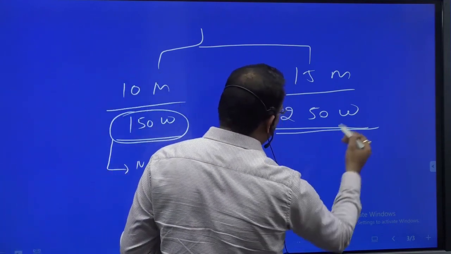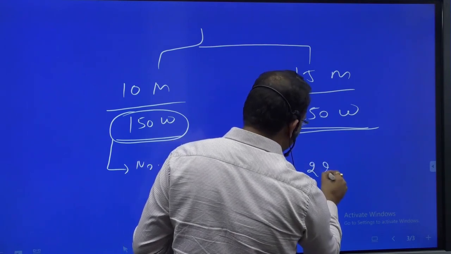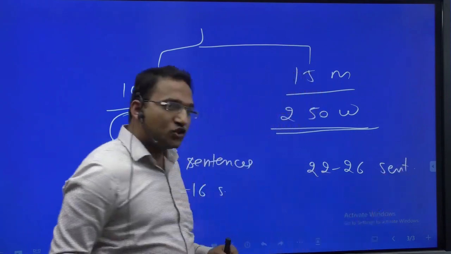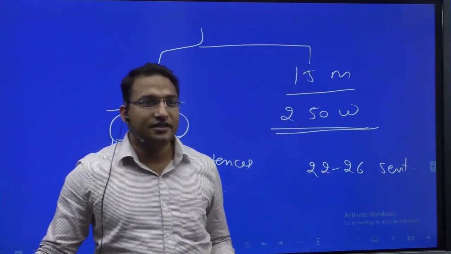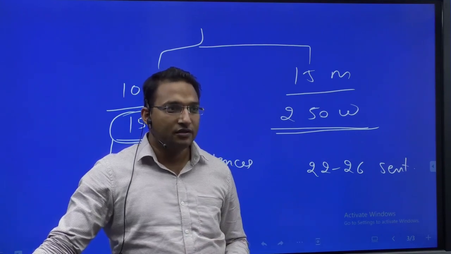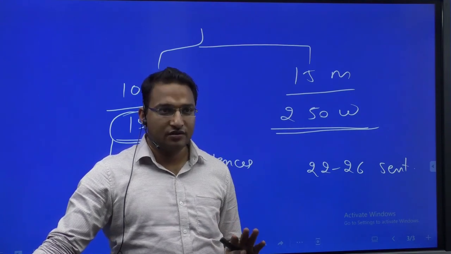How many will there be in 250 words? Approximately 22 to 26 sentences. I'm assuming that you are writing short, relevant sentences, not long irrelevant stories. Okay, so based upon that, this is the structure.